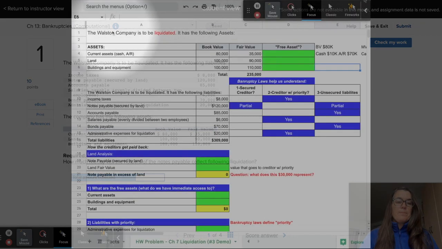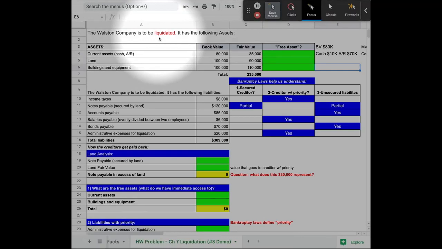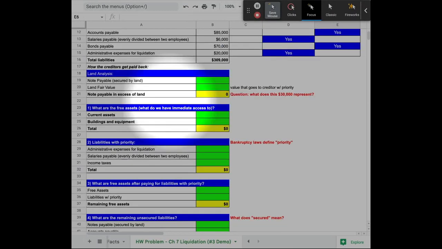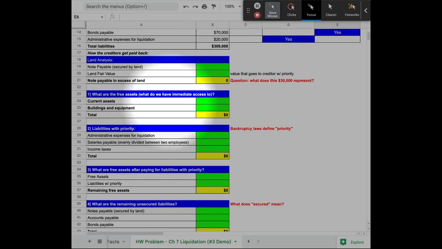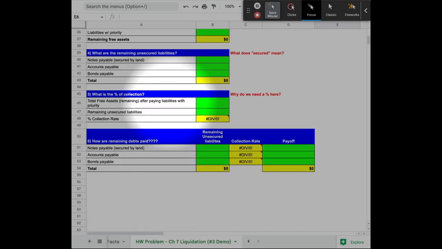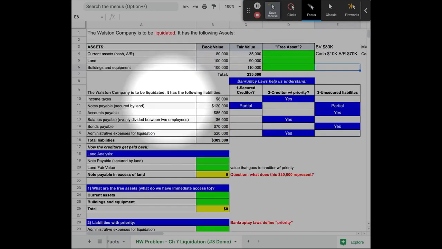Thank you. Bye-bye. This problem deals with the Walston Company, which has to go through a Chapter 7 liquidation. I've set up a spreadsheet to help walk you through the process, okay? So my focus here is less on you getting down to the right number, although I do want you to get to the right number, and more on walking through the process and understanding these bankruptcy laws, okay?